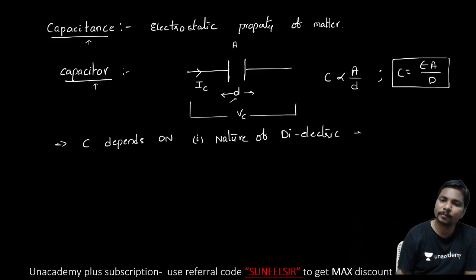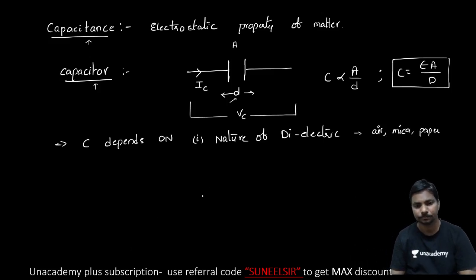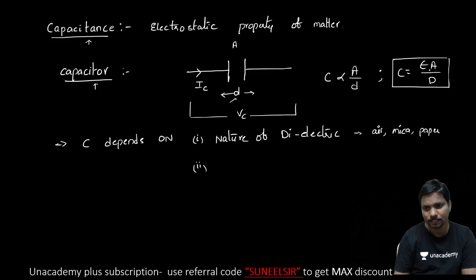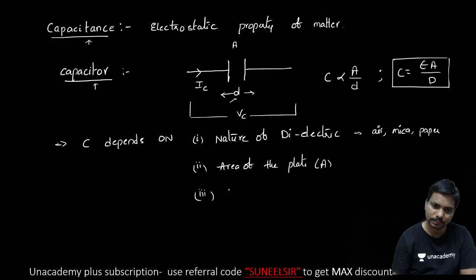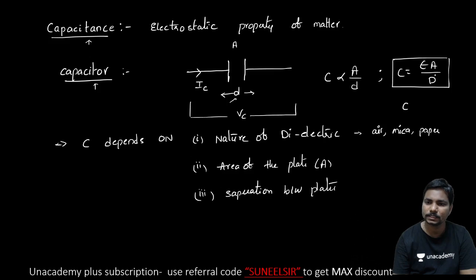Nature of dielectric means either air, mica, paper. It means what type of dielectric you are using. The second one depends upon the area of the plates. And the third one, D, is the separation between the plates, or the distance between the plates. So you can understand that here C is inversely proportional to D.